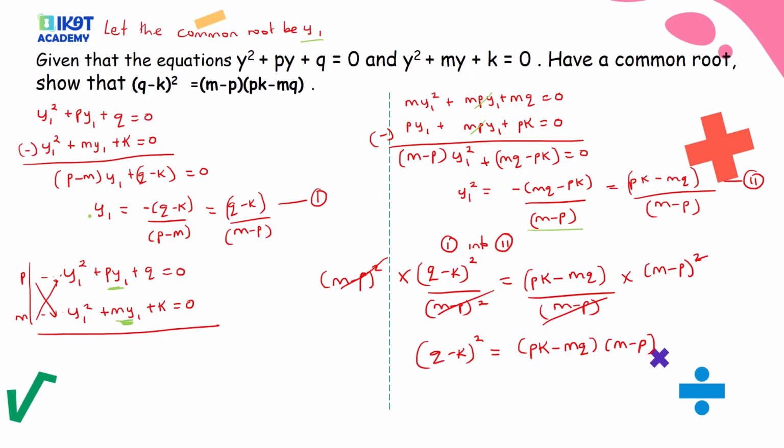But remember, this is y1. So meaning if you square this, it will be y1 squared. So we squared this. That's how we have come. That's why we come here.